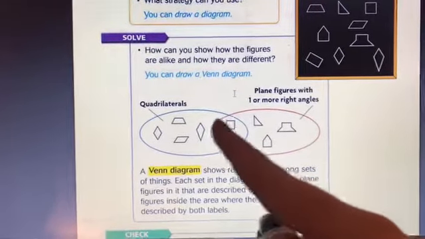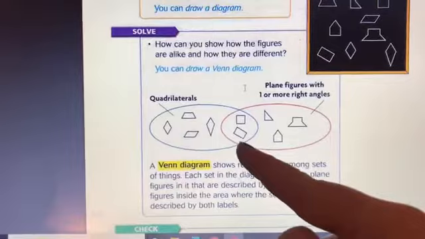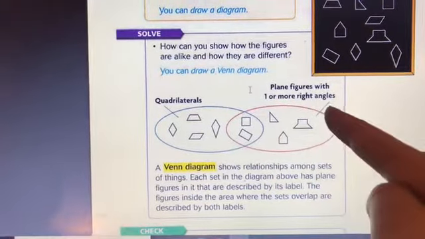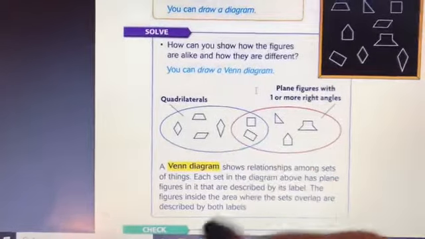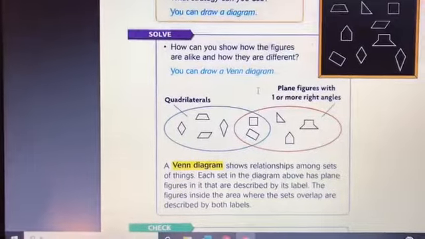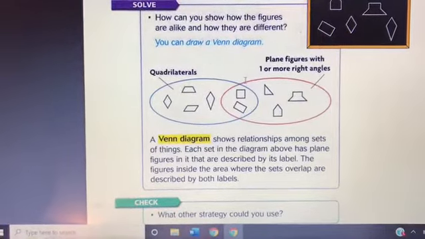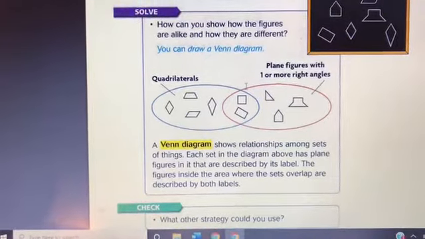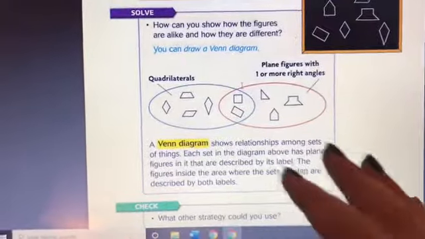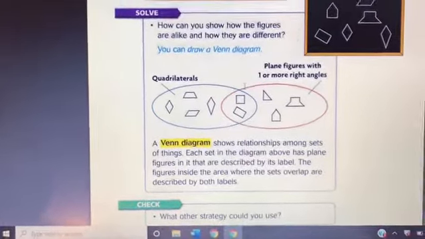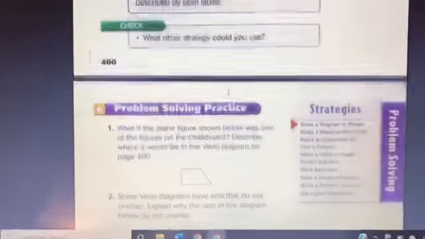And these right here, this rectangle and this square, those both have more than one right angle and they're quadrilaterals. So remember, the Venn diagram shows relationships among sets of things, right? It tells us how they fit into different categories, or they might fit into more than one category. Let's go on to the next page.